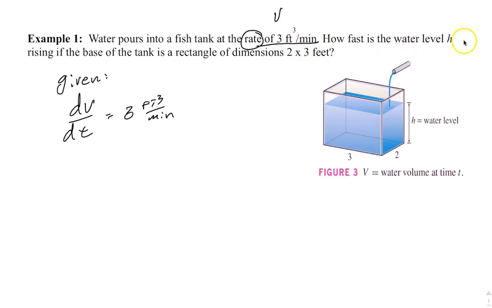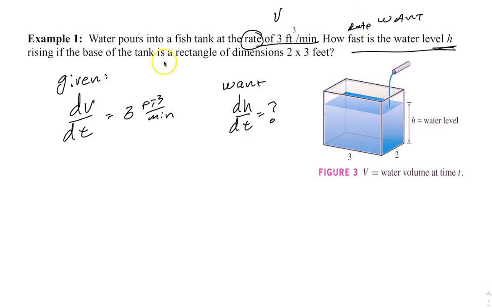How fast is the water level H rising? So that's our want. But again, look what it's actually asking. How fast? So that's a rate. So we want the rate of H. So the want is dH/dt. That's what I don't know. That's my question mark. How fast is the water level rising?